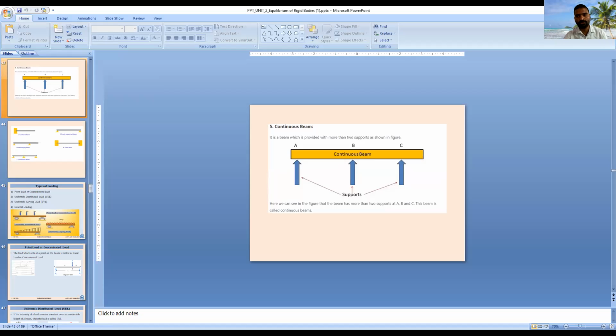Okay, what is this virtual work? Virtual work is the work done by a system of forces acting on a body in equilibrium, due to the imaginary consistent displacement.